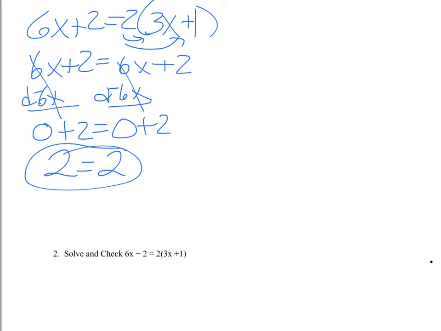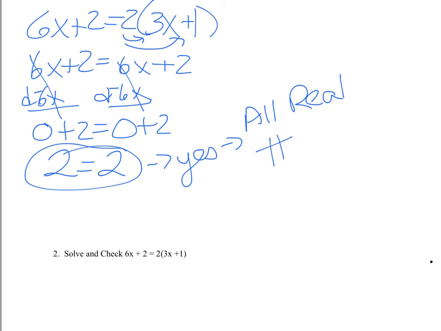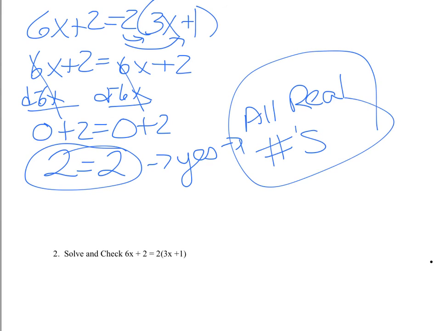Now you need to ask yourself the question, does 2 equal 2? And hopefully you'll agree that 2 will always equal 2. Because 2 always equals 2 and you got a yes answer, all real numbers is your actual solution. All real numbers is what we need to see written on the paper. The 2 equals 2, that tells you that it's going to be all real numbers. Okay? But 2 equaling 2 is not your answer. Your answer is the all real numbers.